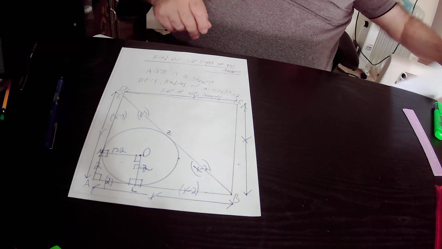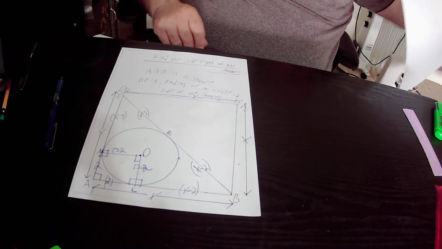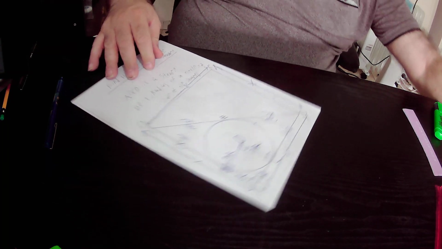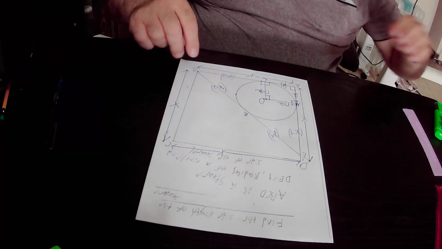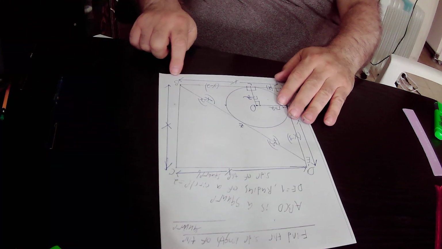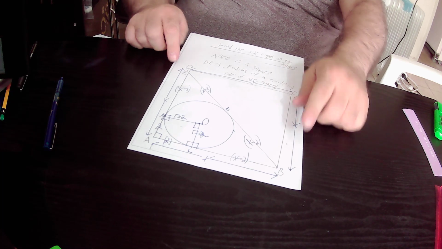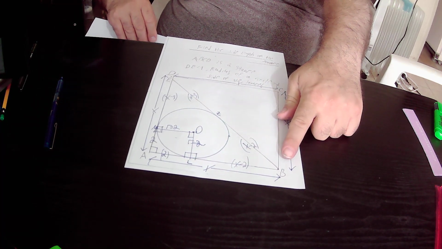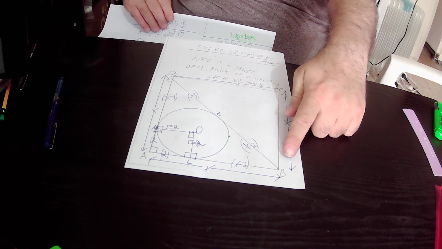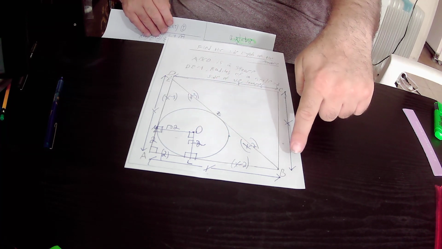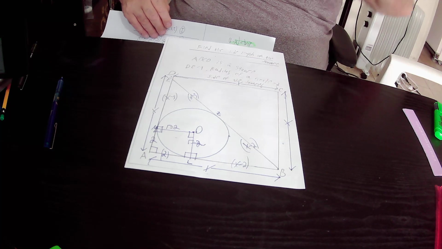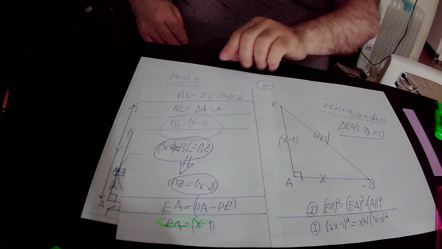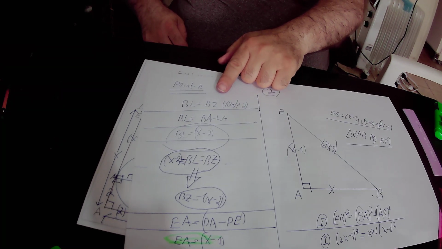Then we focus on the common external point B. From point B, we have two tangents to the circle. The first tangent is tangent BL, and the second tangent is tangent BZ, and according to rule number 2, they must be equal to each other. That is to say, BL must be equal to BZ.